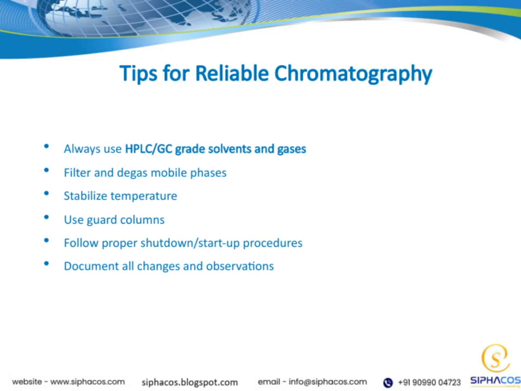When it comes to reliable chromatography, there are several best practices I always emphasize. First, always use HPLC or GC-grade solvents and gases. These high-quality materials help ensure consistent results and minimize contamination. Next, it's crucial to filter and degas the mobile phases. This step removes particulates and dissolved gases that could interfere with the analysis or cause fluctuations in your baseline.